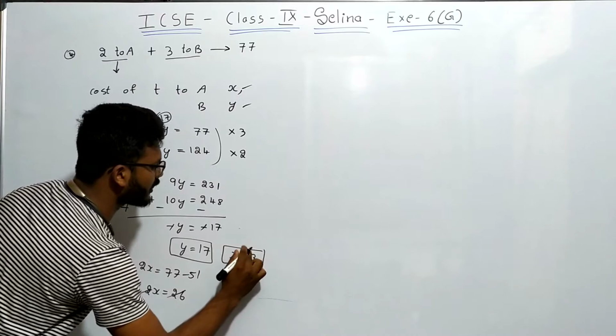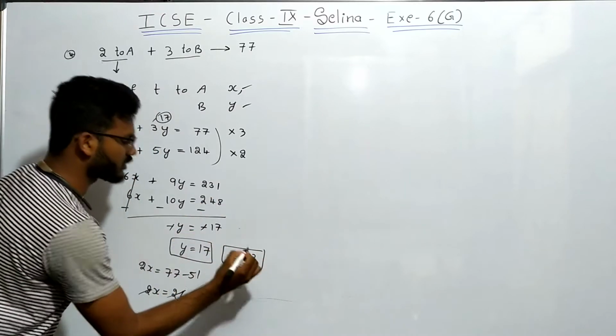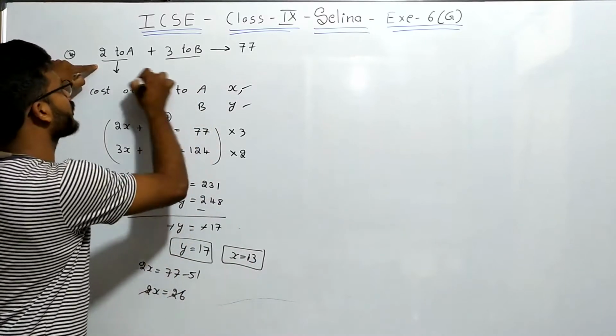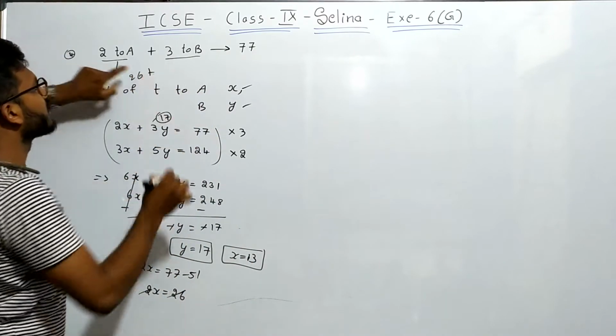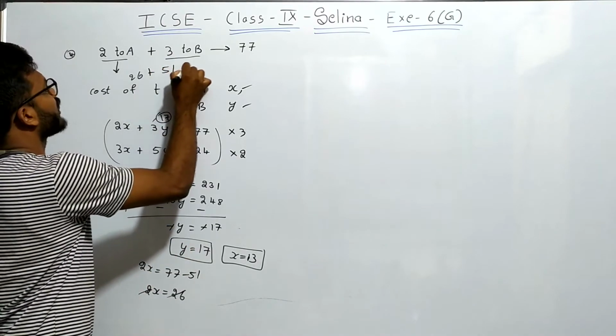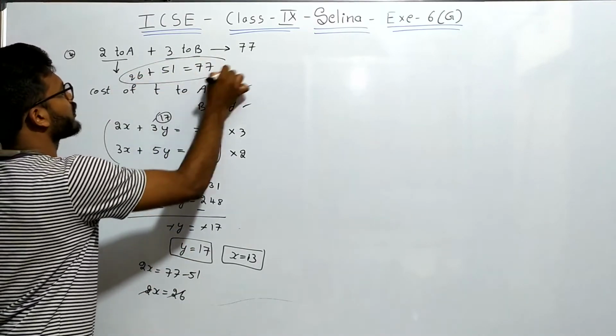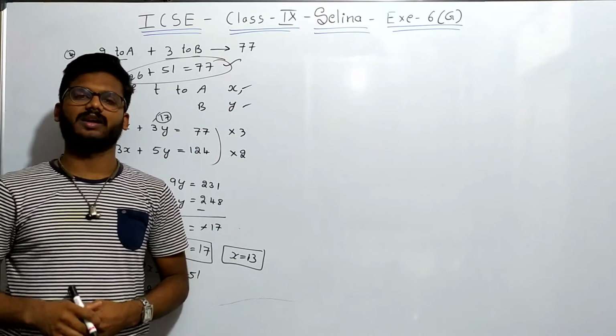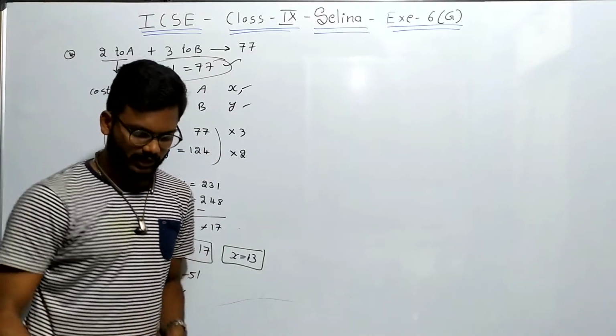Let us verify whether these answers are correct or not. 2 tickets to station A: 13 times 2 is 26, plus 3 tickets to station B: 17 times 3 is 51. It is nothing but 77. So the answer is correct. In the same way, if you verify the second condition also, we will get the correct answer. Next question.